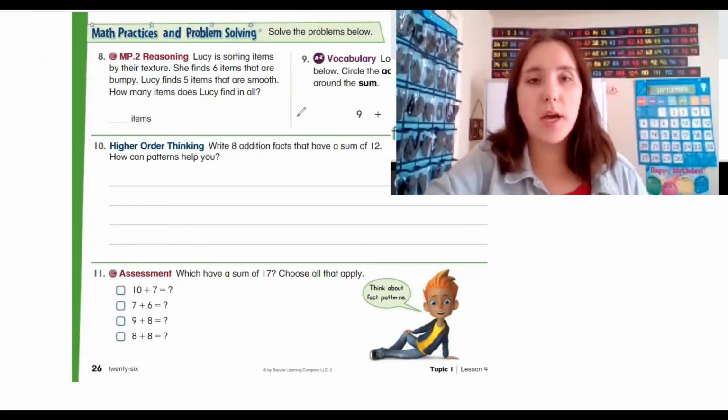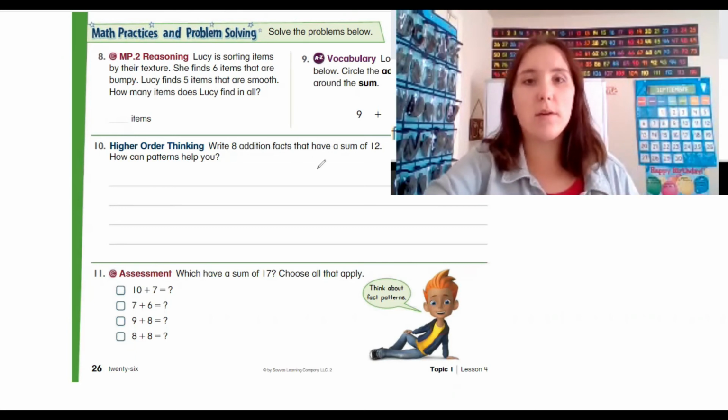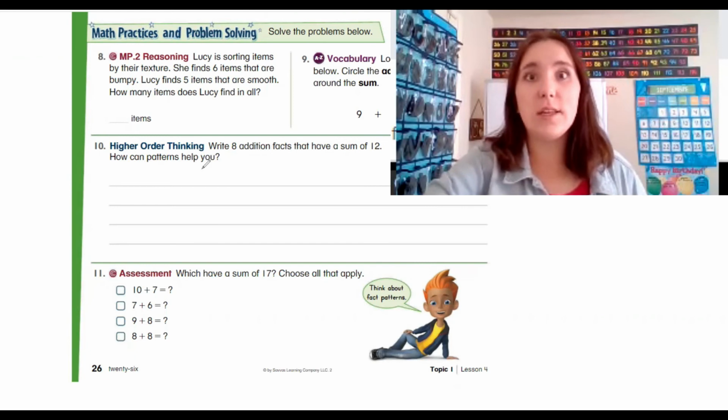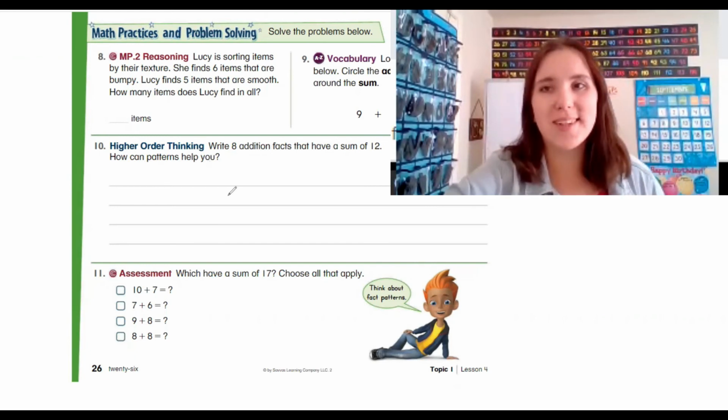Okay, now that we did number 9, I want you guys to pause and do number 10. Here's what it says. It says write 8 addition facts that have a sum of 12. Okay, so write down 8 different addition facts that have a sum of 12. And then can you see any patterns? Okay, so go do number 10 and then come back to me and we'll check our work.